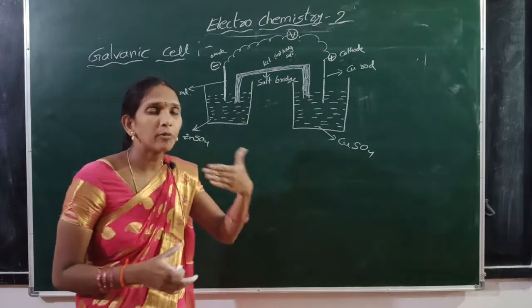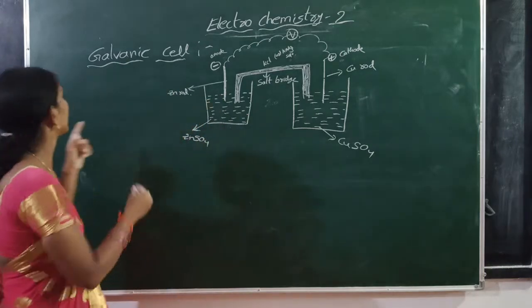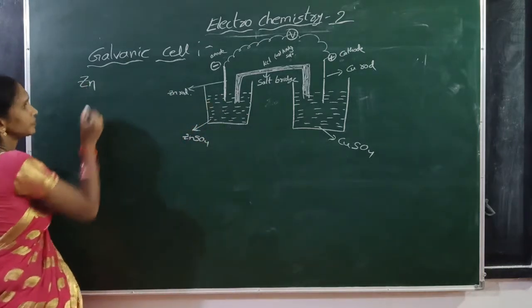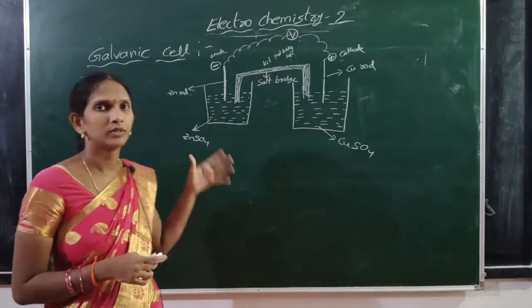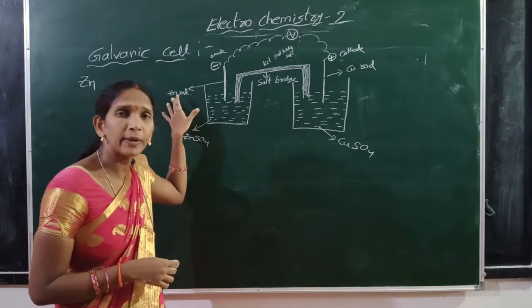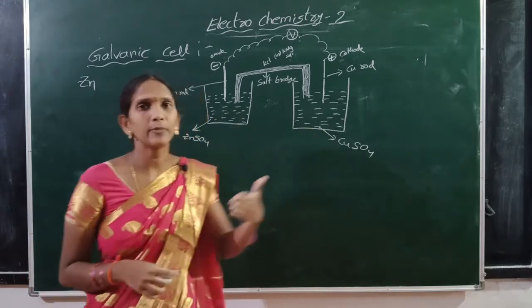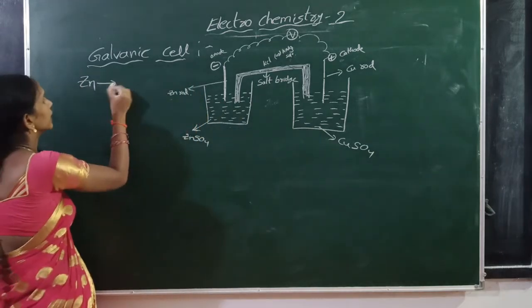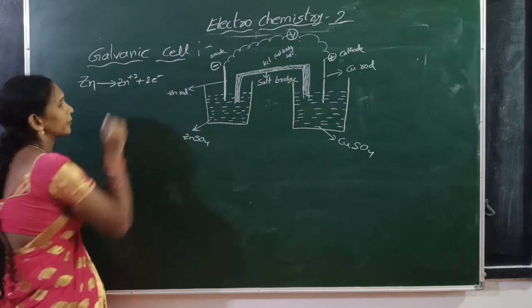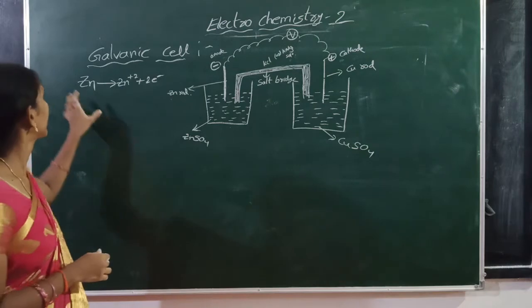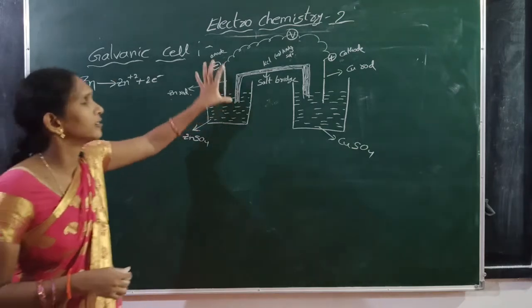Zinc electrode removes the electrons. That means Zn is oxidized. The zinc is oxidized to Zn2+ ion, and 2 electrons are removed. This is the anodic half cell.